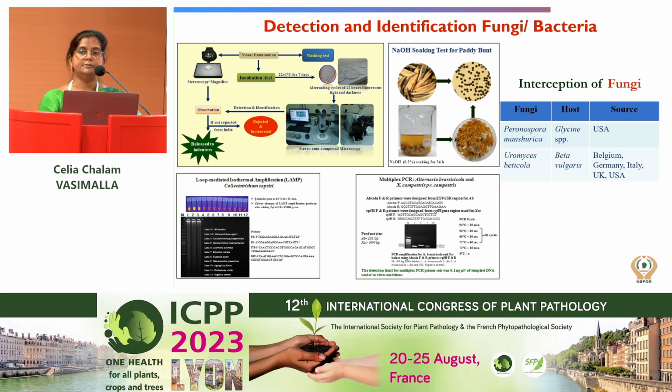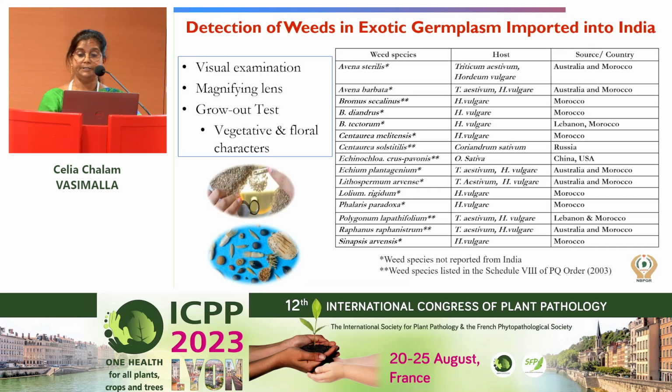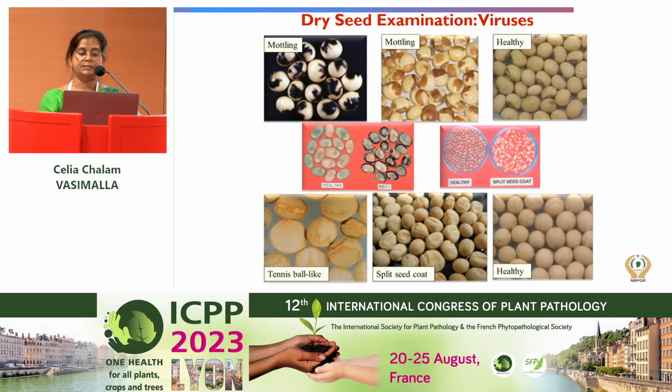And for fungi and bacteria, we use both conventional and molecular techniques, including the multiplex PCR and loop-mediated isothermal amplification, and some of the interceptions I gave here. And the nematodes, similarly, we use both conventional and molecular techniques. And the weeds, we have a weed scientist, and some of the germplasm really comes with the weeds, and those weeds are taken out and incinerated.